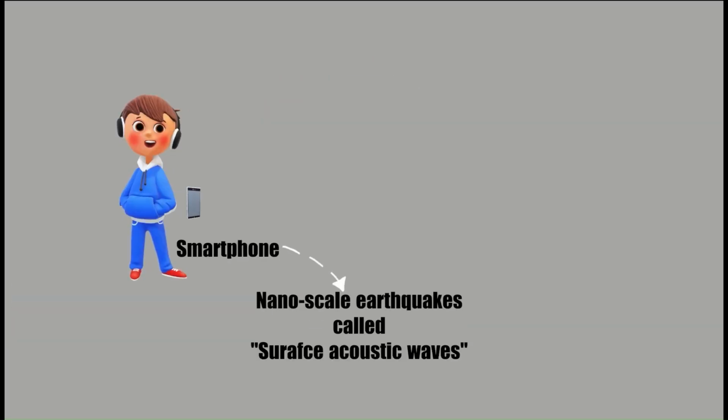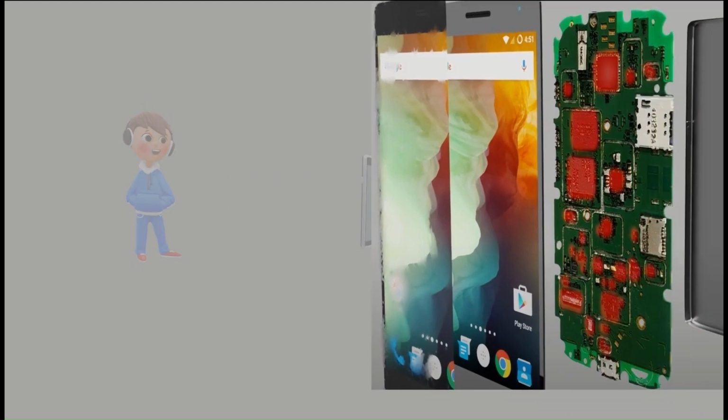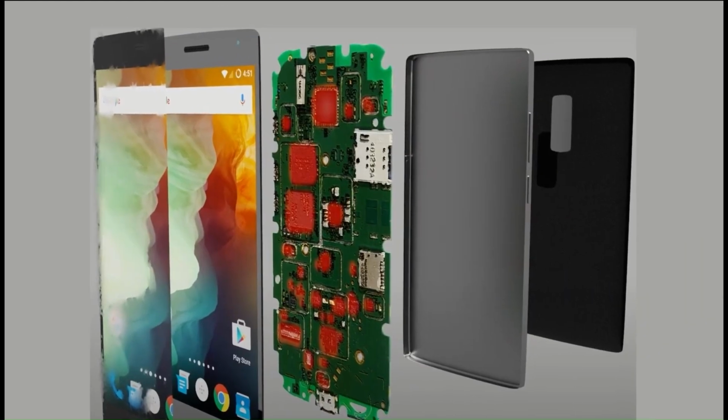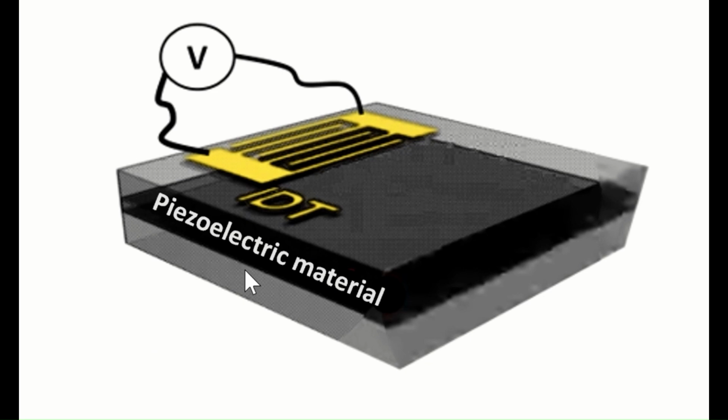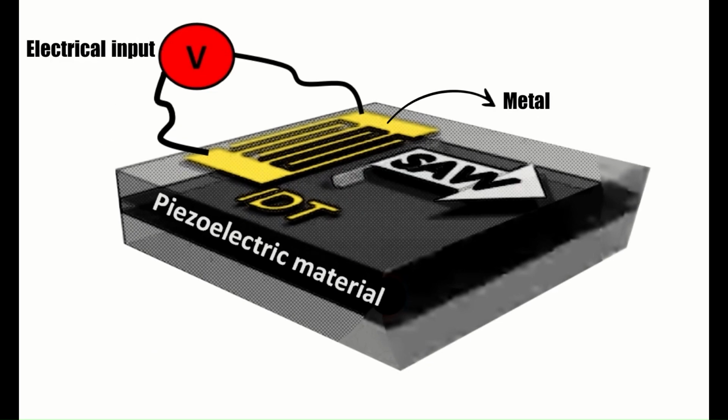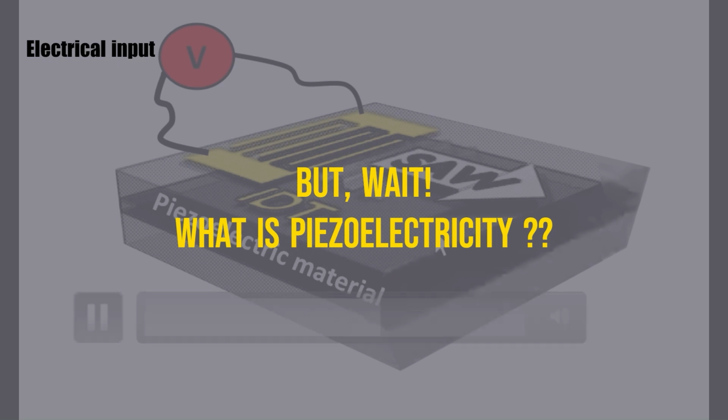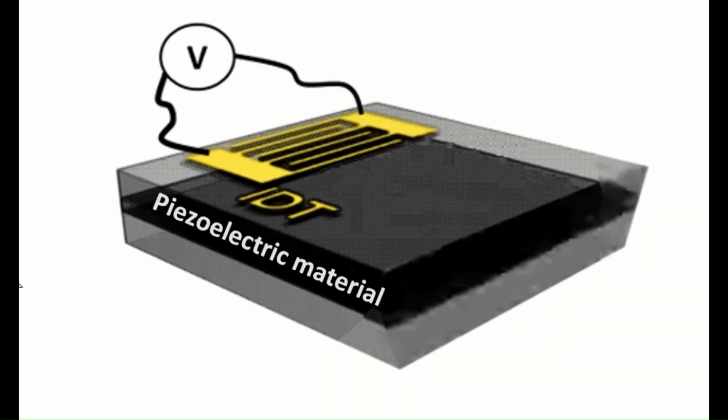Yes, our smartphones have surface acoustic wave components which are used to filter and process signals carrying information at gigahertz frequencies from our phone to the radio tower. These miniaturized earthquake-like waves travel on the top surface of piezoelectric materials by the conversion of an electrical input into a mechanical force. To understand it better, let's take a quick example of piezoelectricity.